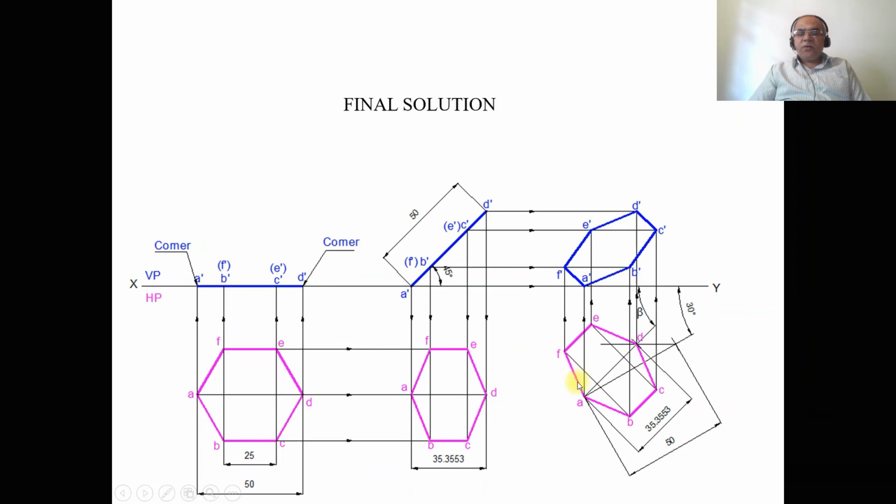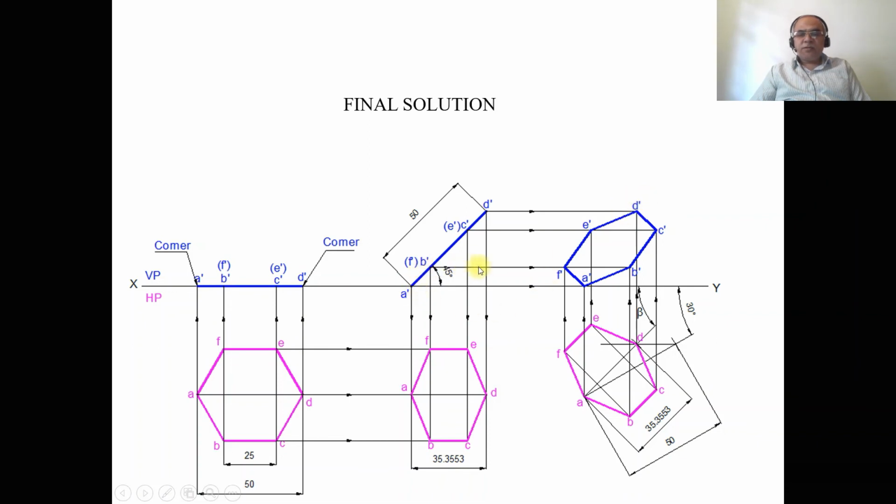Once you get this, you join A to B, B to C, C to D, D to E, E to F and F to A with a dark line. Then you draw a vertical projector from point A to the front view, that is to the XY line, and you mark this point as A dash. Then draw a horizontal projector from D dash and a vertical projector from D. Both these 2 lines are going to intersect at this point. You mark this point as D dash.